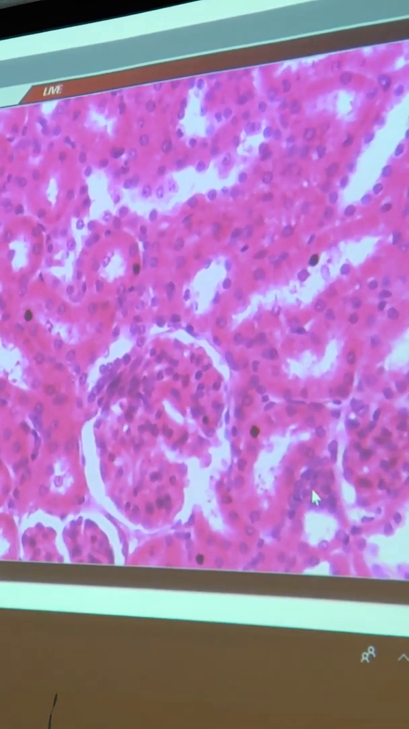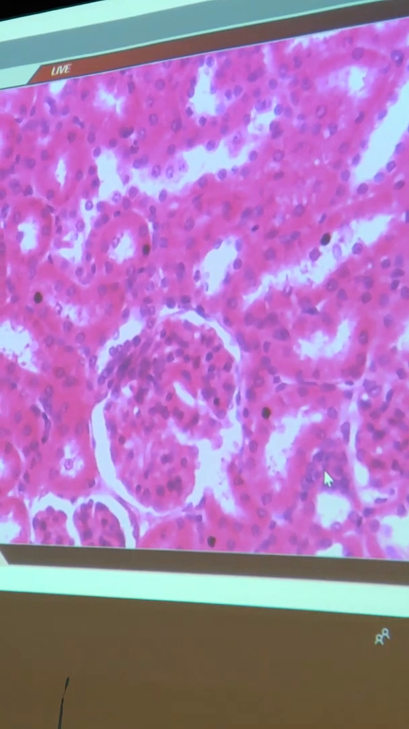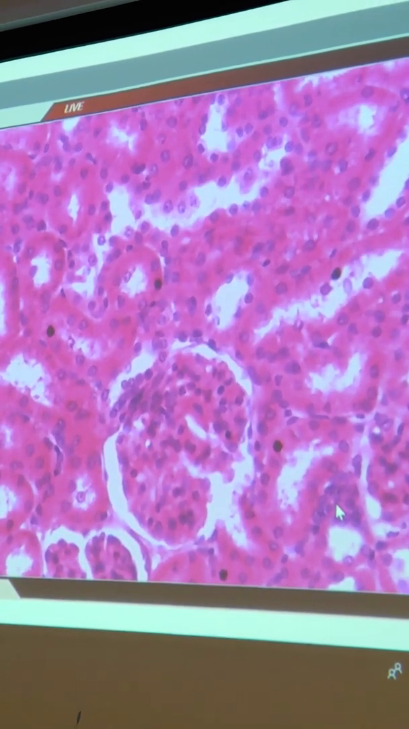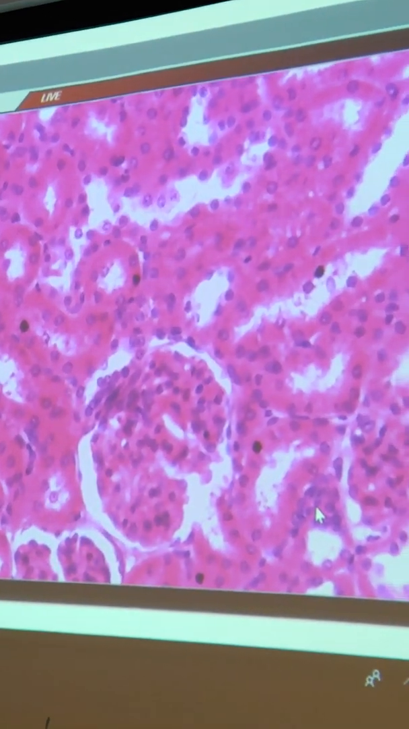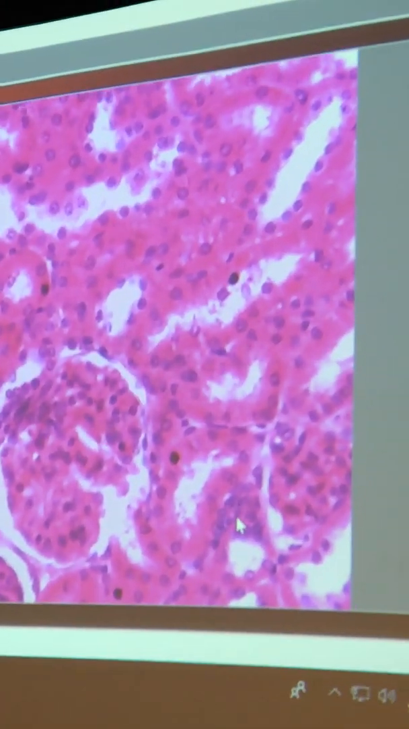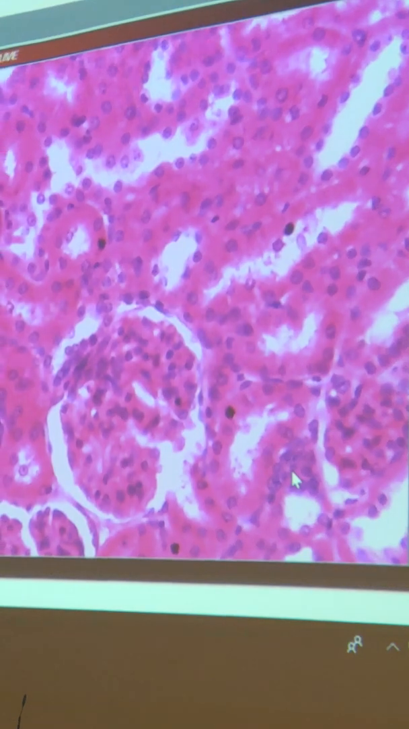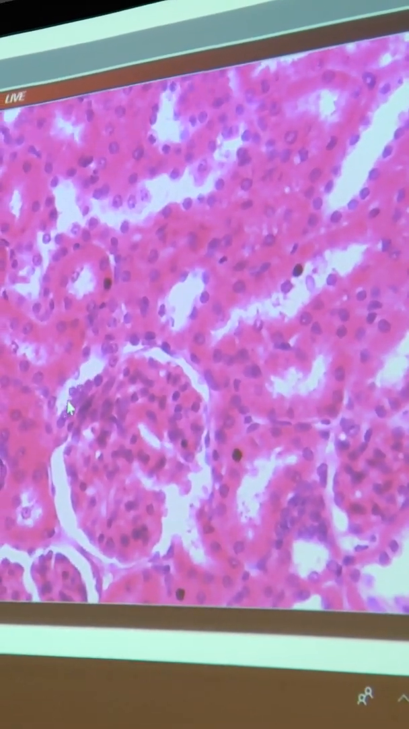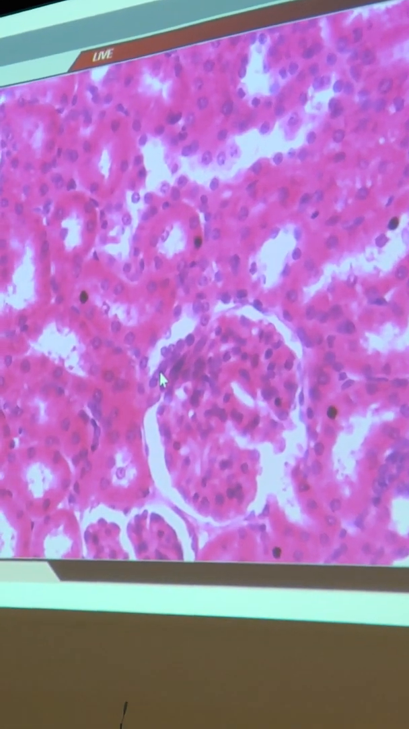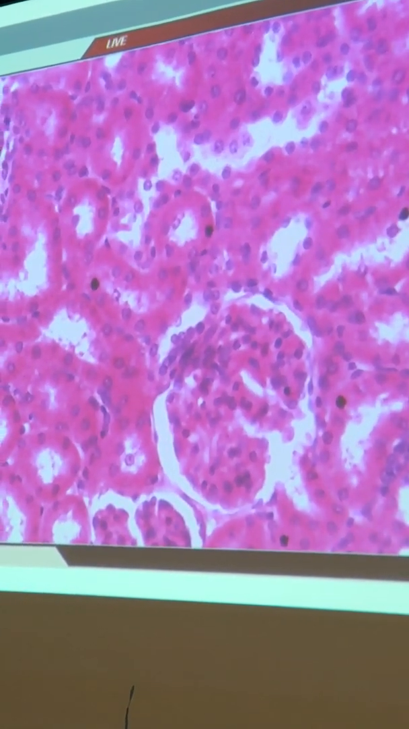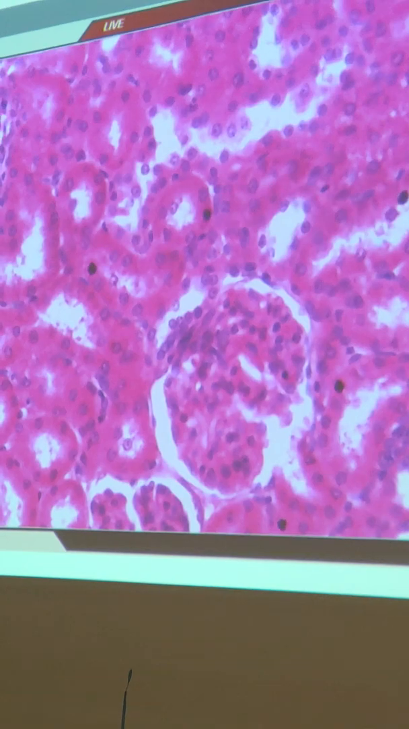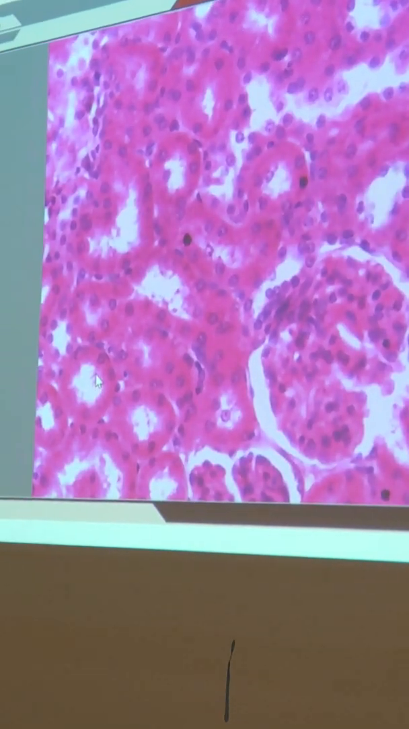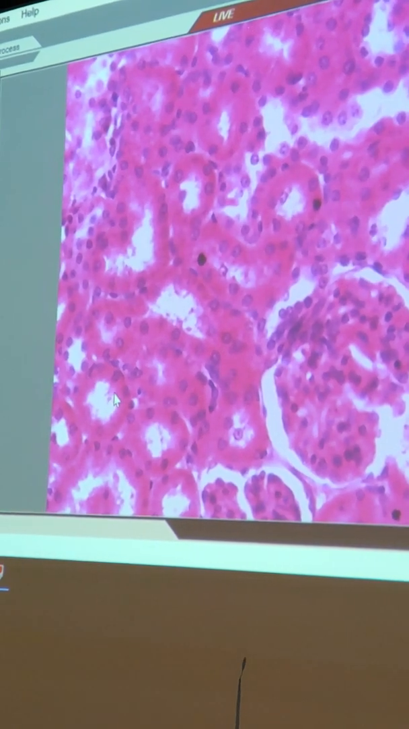How about this one? What is that? Same thing. That's proximal also. Okay? That one's distal. Look how clear it looks. Most of them are proximal that you can see here. See how rough this is on the inside? Okay?